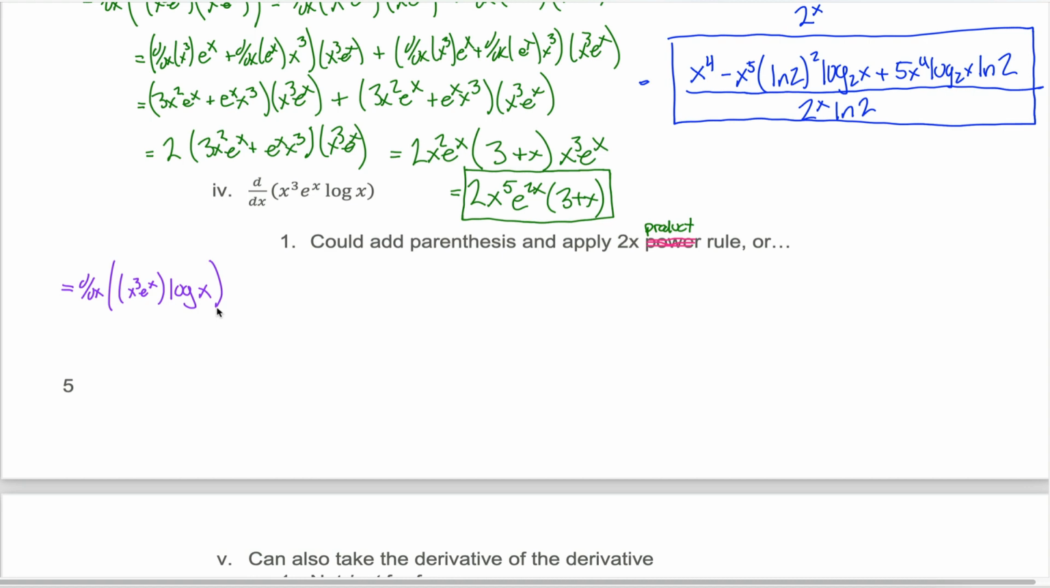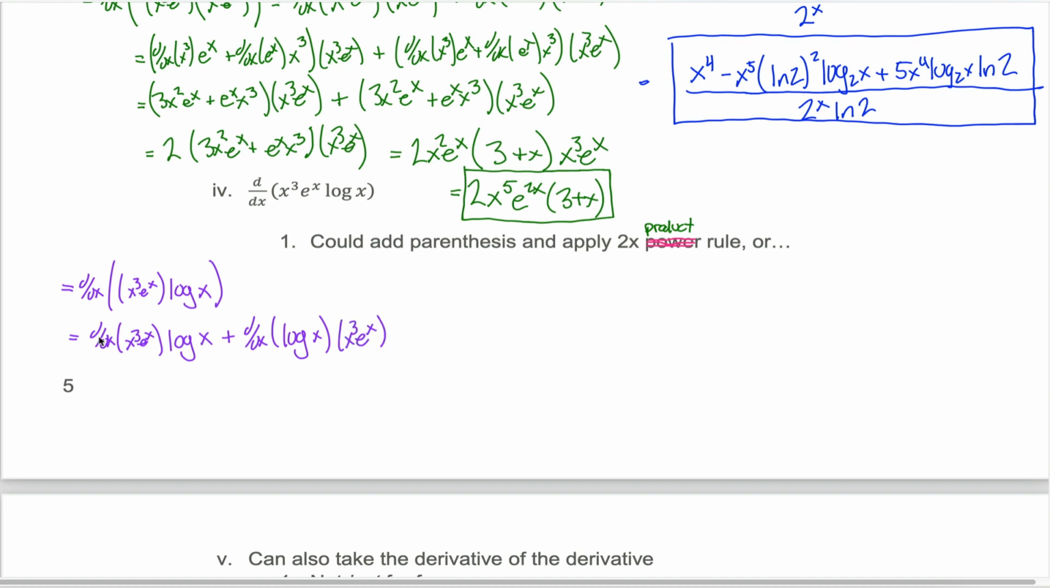And when you rewrite it this way, maybe it's a little bit easier to see the rules that you're going to use. Because the way this is written is it's something, that something happens to be this expression in parentheses, times something else, the log of x. So I can use the product rule. What I would do is I take the derivative of that first something, x cubed e to the x in this case, and then I'd multiply it by the second something, the log of x. To that I would have to add the derivative of the second something, the derivative of the log of x, and then multiply that answer by x cubed e to the x.